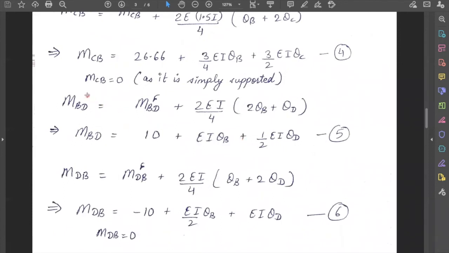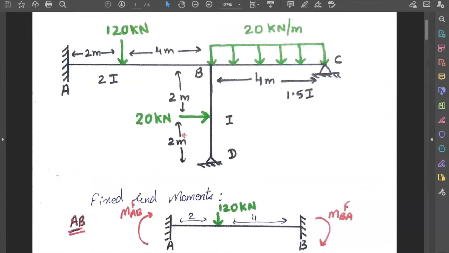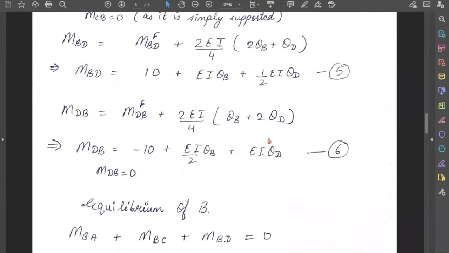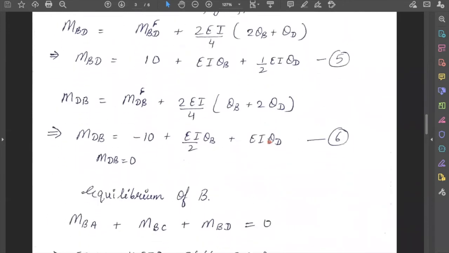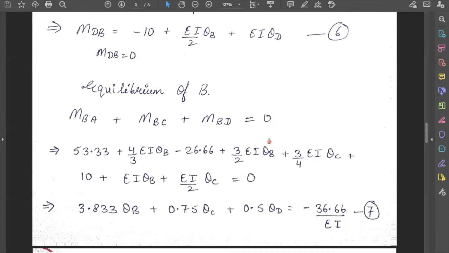We can see that here I have written MCB equal to 0. From the figure, we can see that since this end and this end are simply supported, the moments here turn out to be 0. Finally, we get 6 equations but 7 unknowns. So we can form the 7th equation from the third step, which is to find the equilibrium of B.